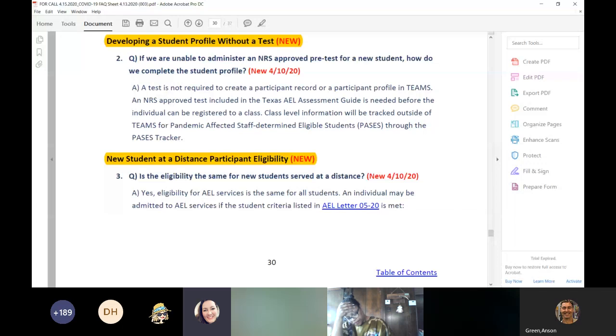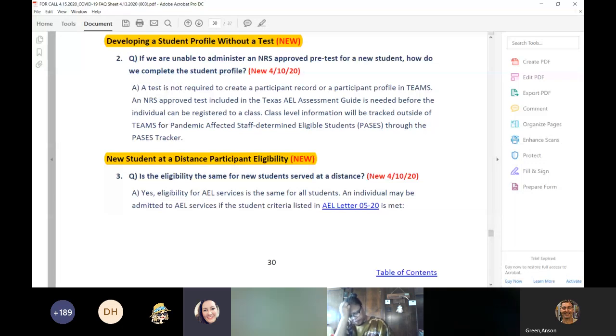And the reason why we're asking you to go ahead and do that, even though you can't put them into a class in Teams, is because we want to have a mechanism to come up with a unique identifier so that you guys can protect student information when we're tracking them outside of Teams.